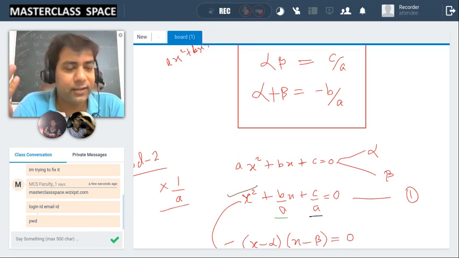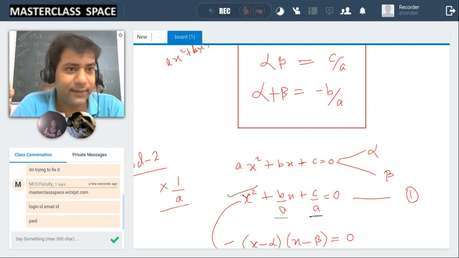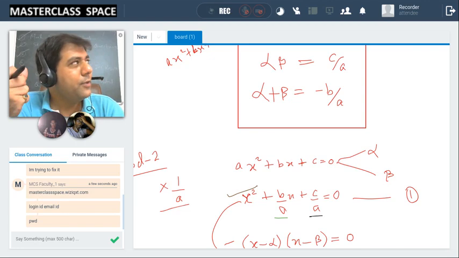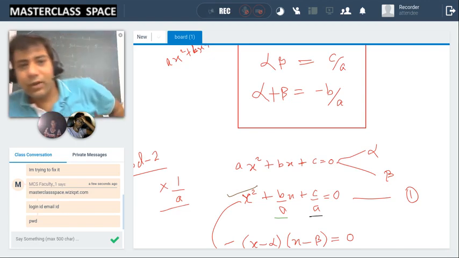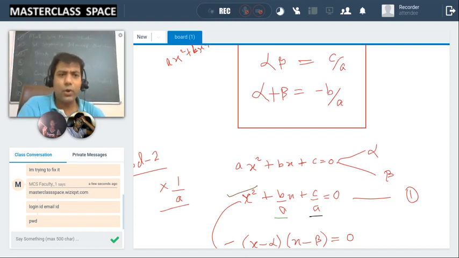It's like a byproduct. You know what a byproduct is, guys? For example, when you go for petroleum distillation, my dear friends, your aim is to get petrol or diesel out of crude oil.